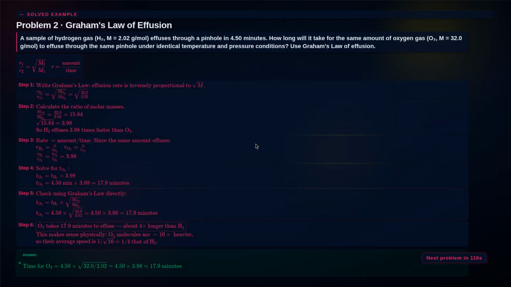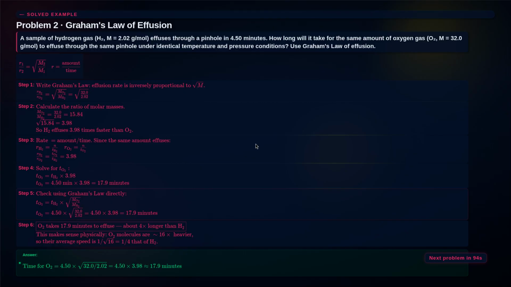Problem 2. Graham's law of effusion. A sample of hydrogen gas with molar mass 2.02 grams per mole effuses through a pinhole in 4.50 minutes. How long will it take for the same amount of oxygen gas with molar mass 32.0 grams per mole to effuse through the same pinhole?